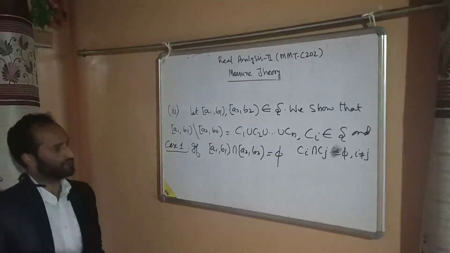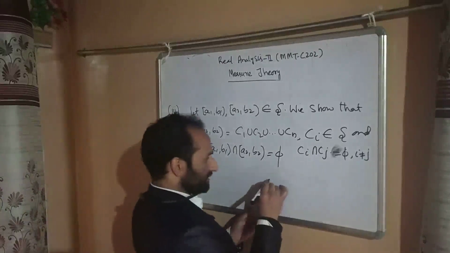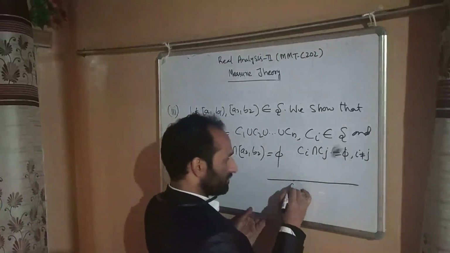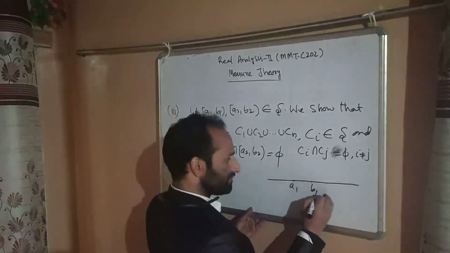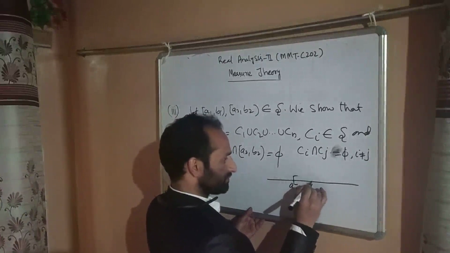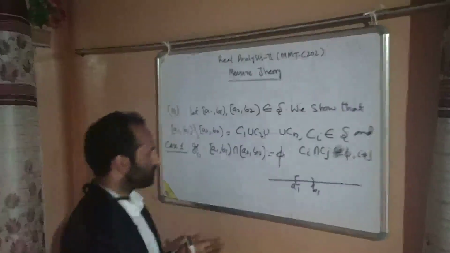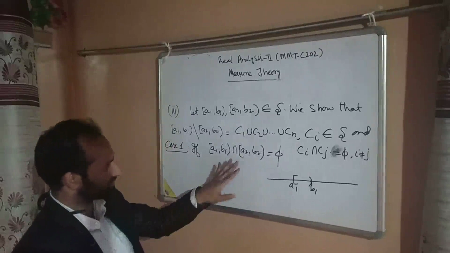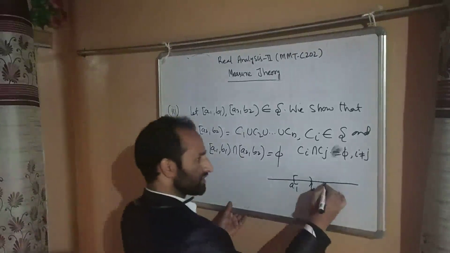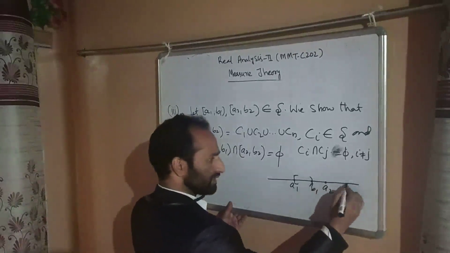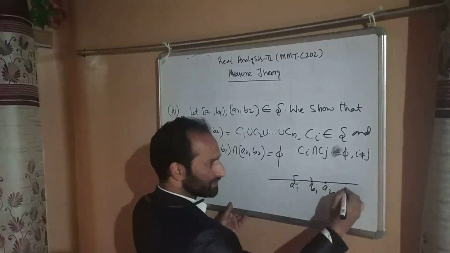So here the situation is like this. A1, B1 and A2, B2, they are disjoint. Therefore, A2, B2 must be somewhere here or somewhere here.